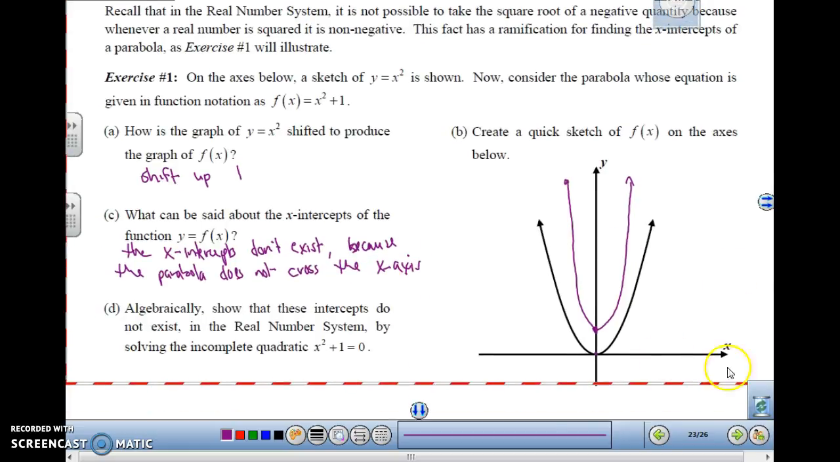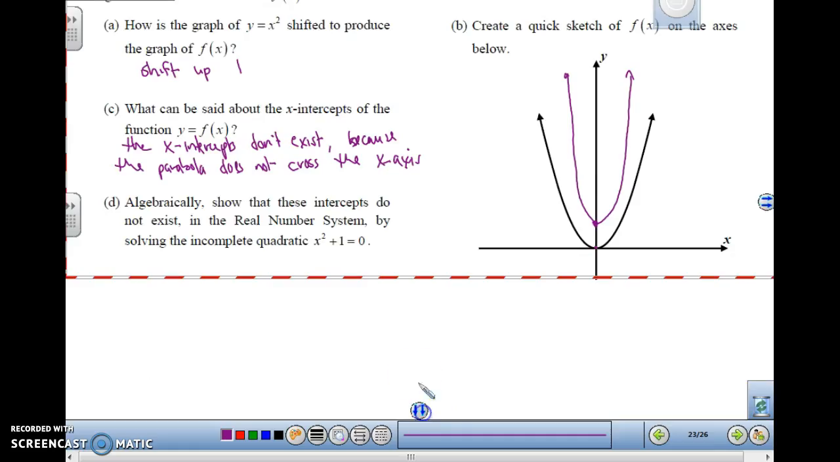Okay, now if we look algebraically, show that these intercepts do not exist in the real number system by solving the incomplete quadratic x squared plus 1 equals 0. Alright, so if we take x squared plus 1 equals 0 and solve it, move the 1 over, x squared equals negative 1, and then take the square root of both sides, we get x is equal to plus or minus the square root of negative 1. Is that possible? No, that is not possible. That's not a real number.